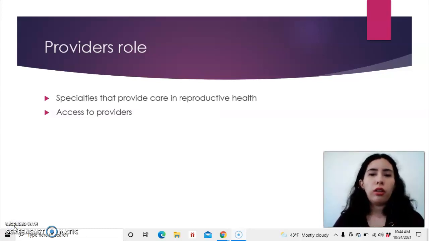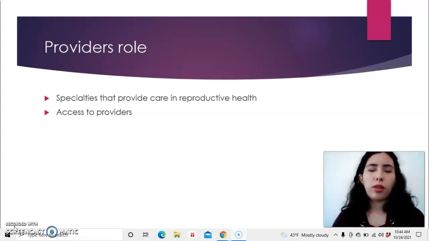Providers' role. Specialties that provide care in reproductive health. Reproductive health encompasses several health fields due to how the body is structured. Such areas would include urology, obstetrics and gynecology, dermatology, infectious disease, and psychology.